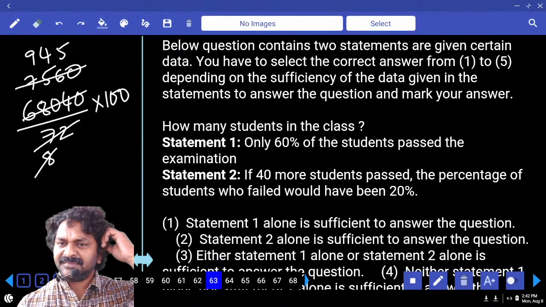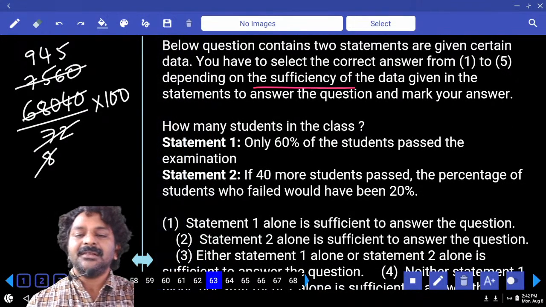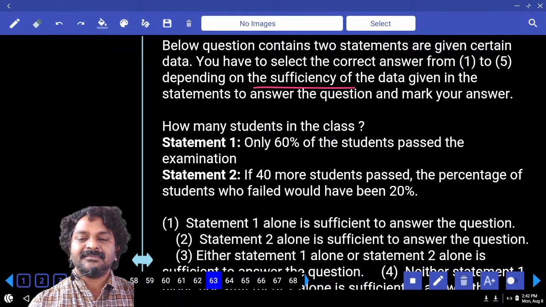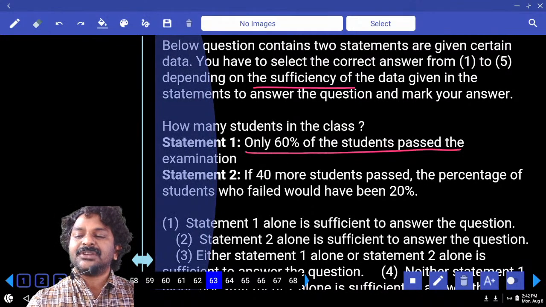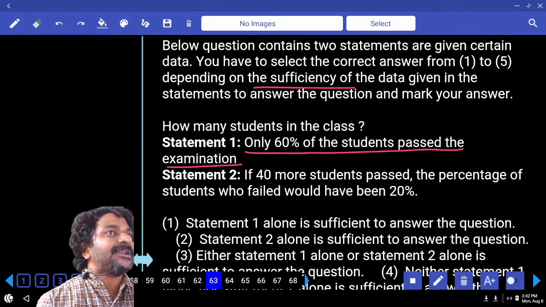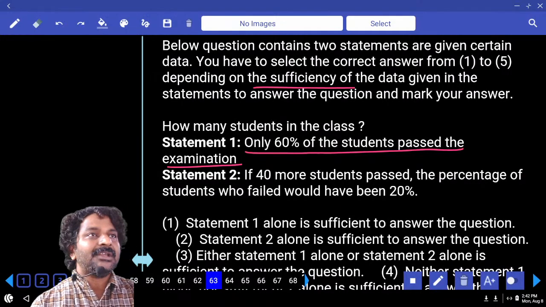Data sufficiency. How many students are there in the class? Only 60% students passed the examination. That means 40% are failed. But do we know in terms of any number of students? One alone is not sufficient.